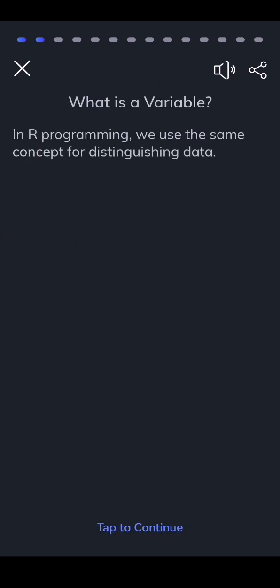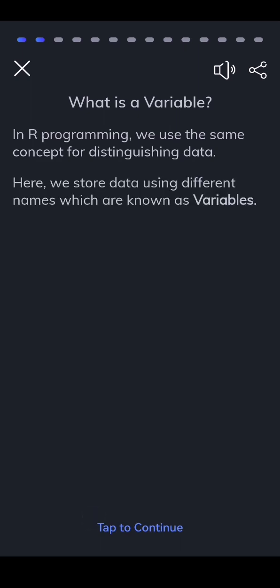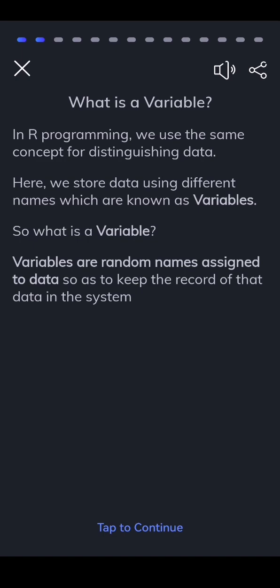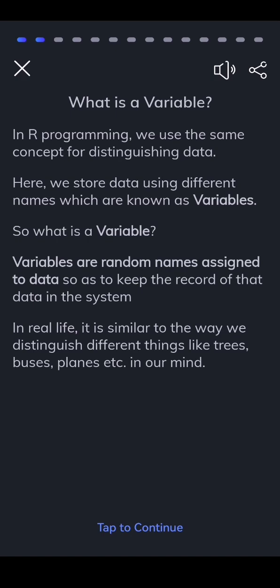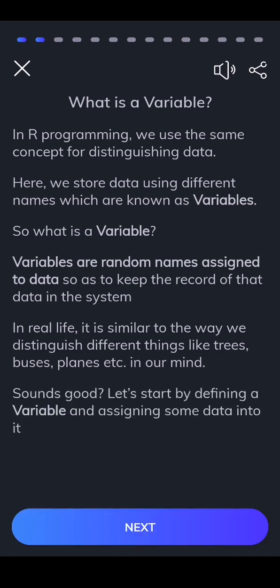In our programming, we use the same concept for distinguishing data. Here, we store data using different names which are known as variables. So what is a variable? Variables are random names assigned to data so as to keep the record of that data in the system. In real life, it is similar to the way we distinguish different things like trees, buses, planes, etc. in our mind. Sounds good?